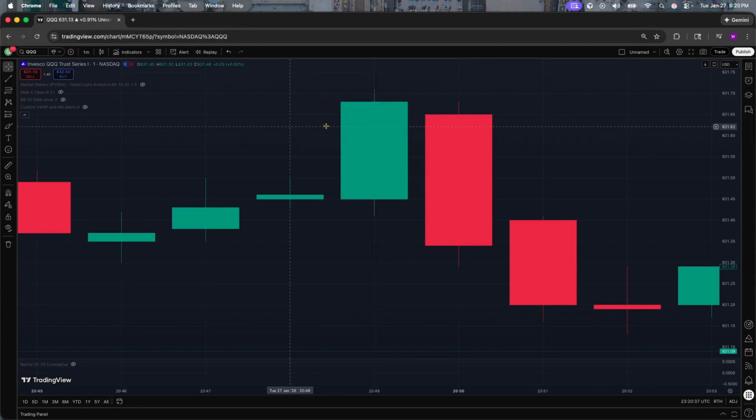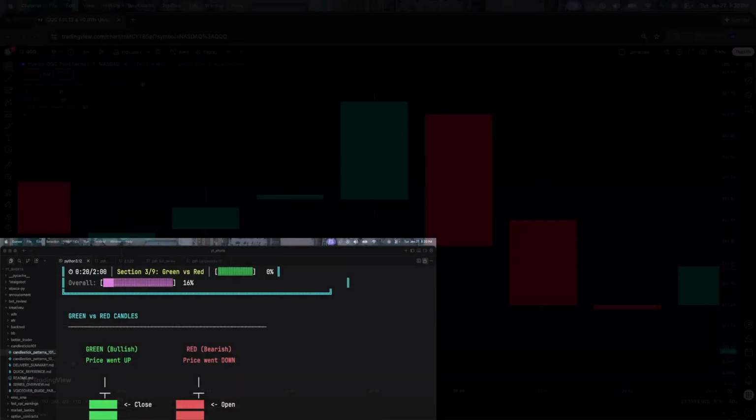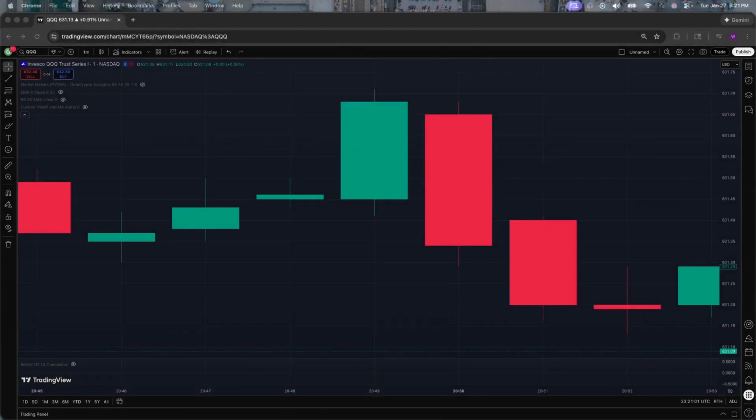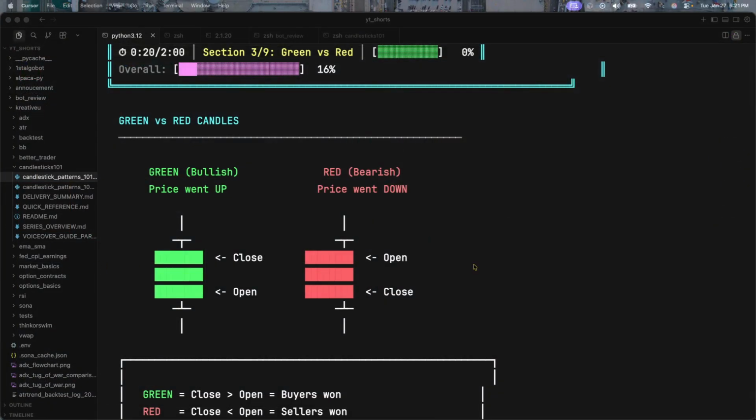You have to remember that for a green candlestick, whenever you're looking at the open, the open was at 631.45 for this particular candlestick, and then it closed at 631.68. And that's for a green candlestick. A green candlestick lets us know that we are bullish on the market, so we think the market is going to go up.